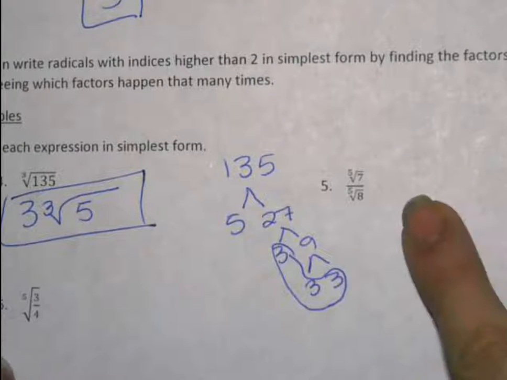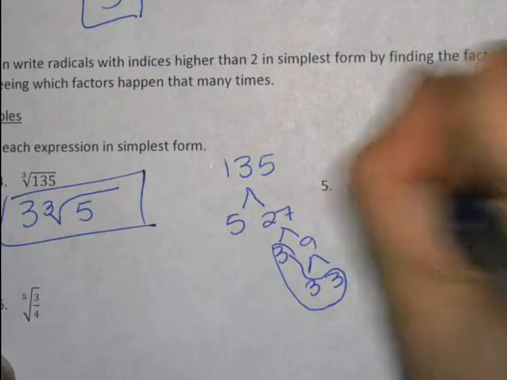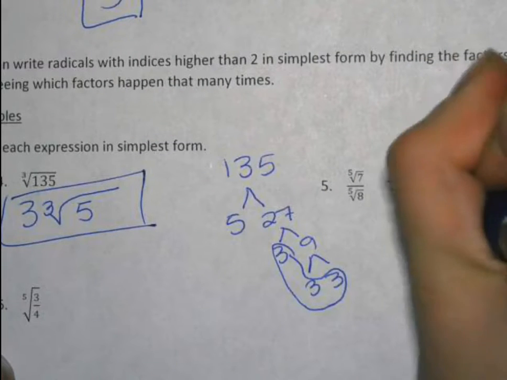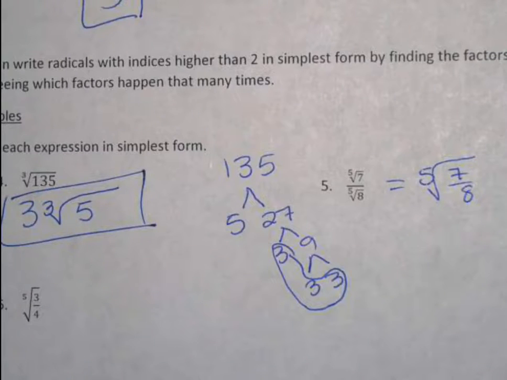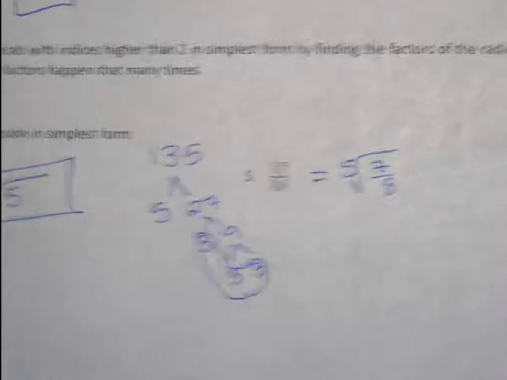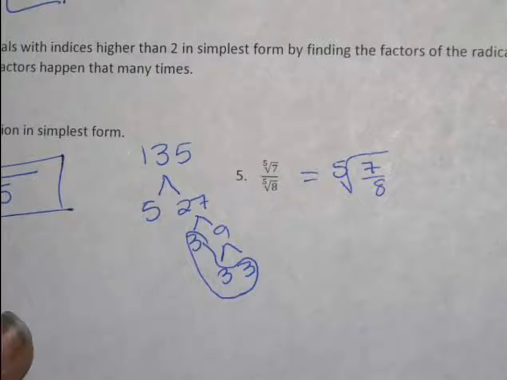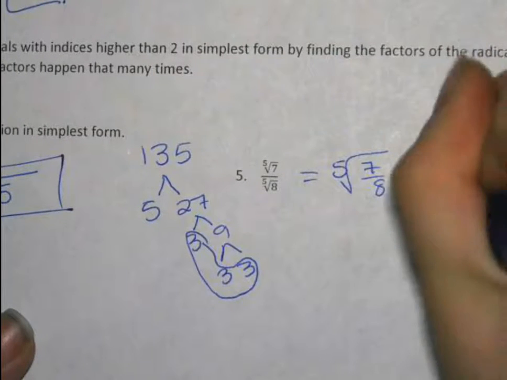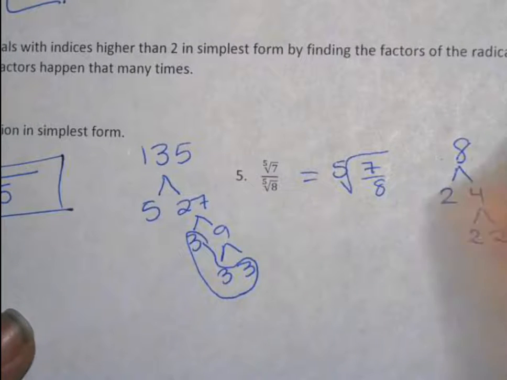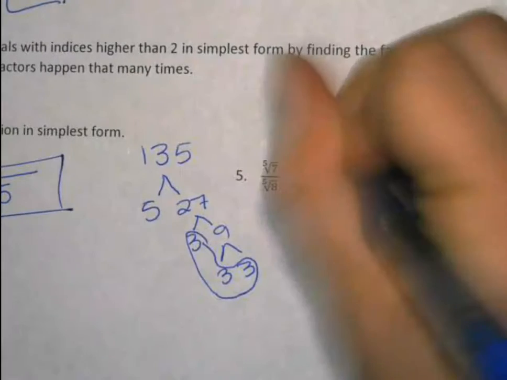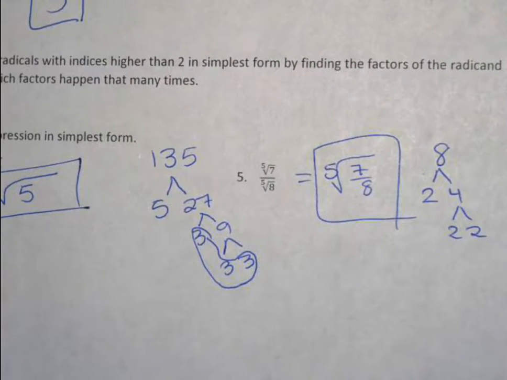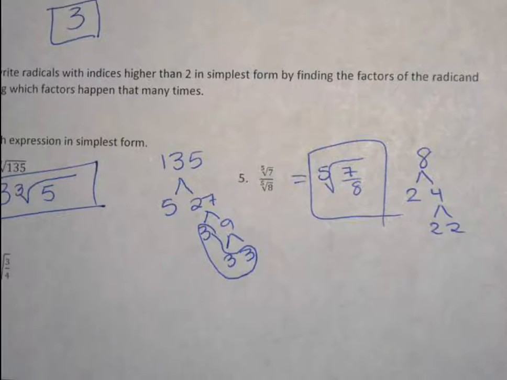Okay, so on number 5, I'm just going to start off by rewriting it. It's going to be the 5th root of 7 over 8. I can do my factor trees, but 7 is prime. And I'll do 8. I don't have enough numbers to have 5. So, what should I do for number 5? Leave it like that. So, all I did was I made the radical go over both the 7 and the 8 instead of 2 separate ones. Okay?